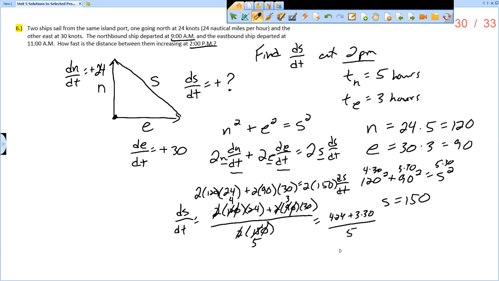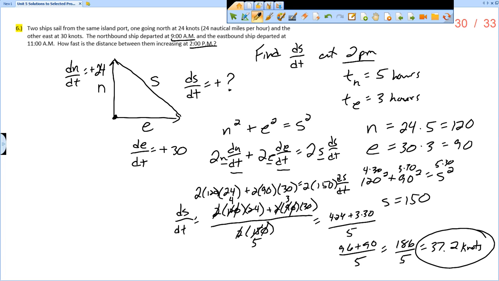So then you would actually want to do that calculation. 4 times 24 is 96, plus 3 times 30 is 90, over 5. So 96 plus 90, so 186 over 5. If you do that calculation, 186 divided by 5 gets you 37.2. So the units here are knots, or nautical miles per hour. So the ships are separating at 37.2 knots.